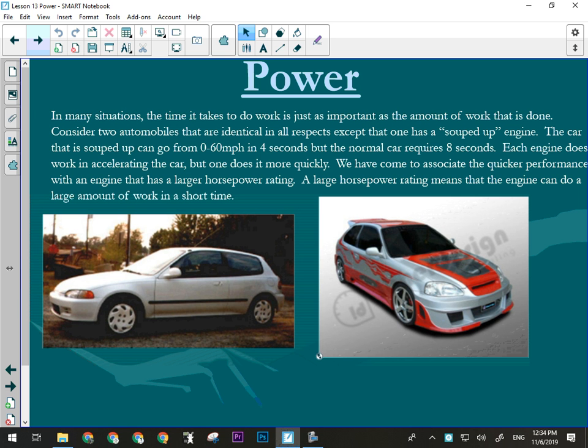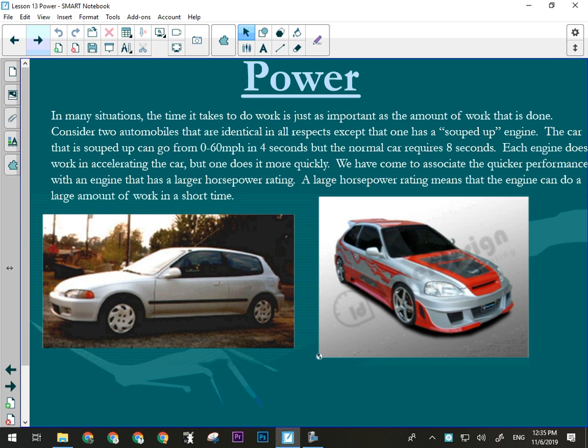If it's really souped up, with the cold air intake and the turbo and all that other stuff. So, the normal car, about 8 seconds. This car, about 4 seconds, because it's more powerful. There's more stuff on the engine, allowing it to generate more power.